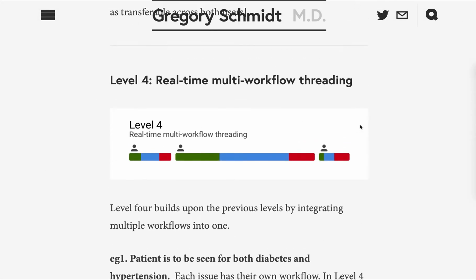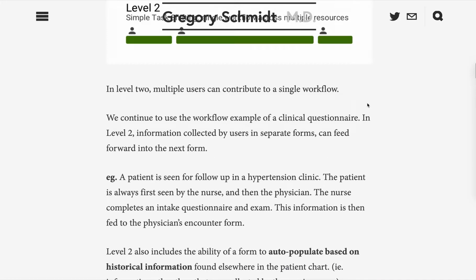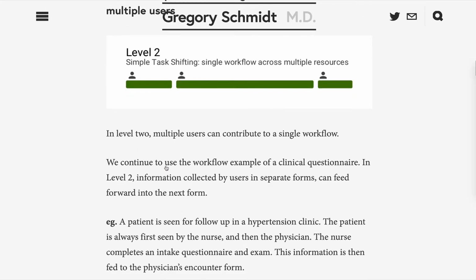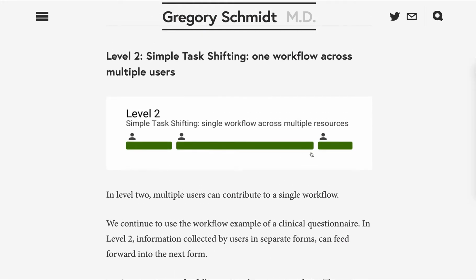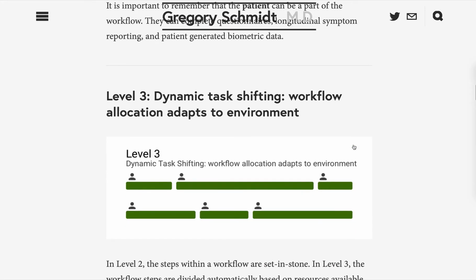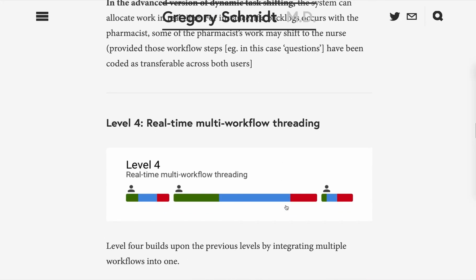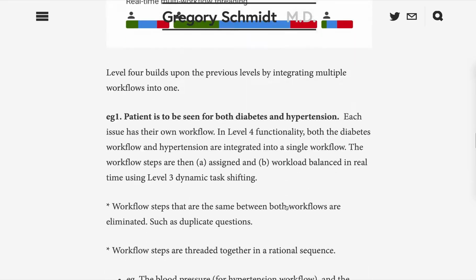And now that we've got these layers built out very elementary, we have the basic layer of separate workflows, which is how we operate on paper. We have the level of task shifting, where one workflow can be split among multiple users. Then we have level 3, dynamic task shifting, where that workflow can be split among multiple users based off of who's in the clinic, when, and how busy people are. And then we have level 4, where not only are we able to balance workflows among multiple users, but we can also thread multiple workflows together, both before we start a workflow cascade and in real time while the cascade is going on.